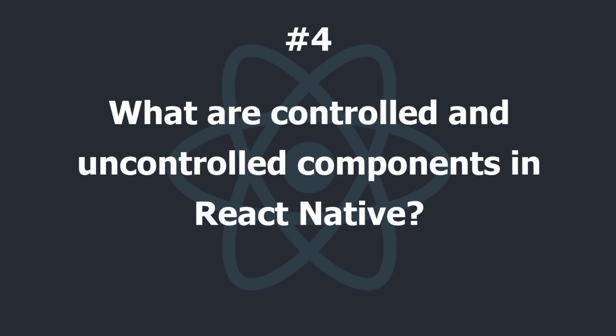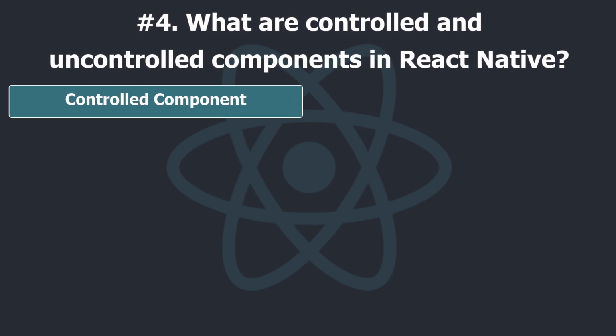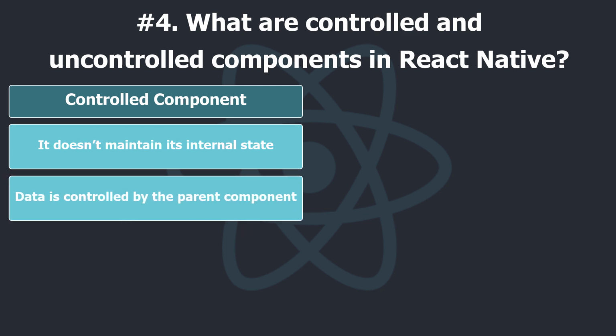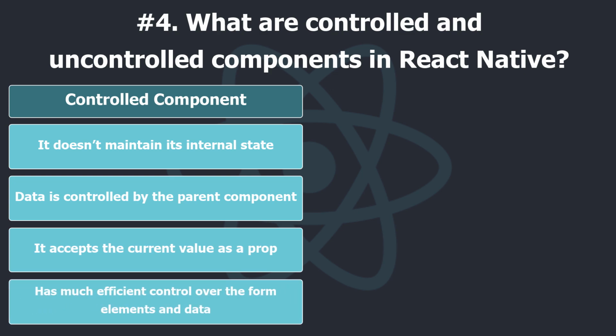What are controlled and uncontrolled components in React Native? A controlled component is one that is bound to a value, and the changes inside it will be handled in code by using event-based callbacks. It doesn't maintain its internal state. Data is controlled by the parent component. It accepts the current value as a prop, and has much more efficient control over the form elements and data.